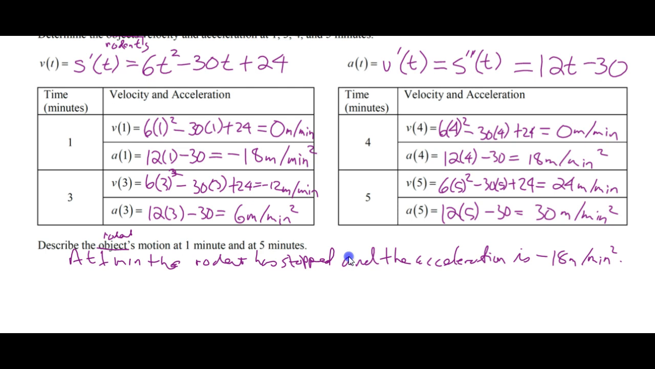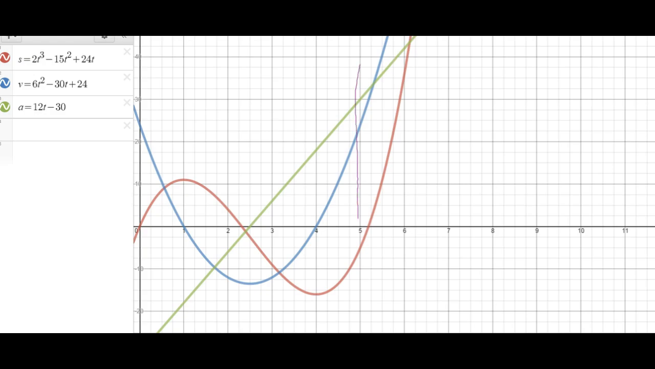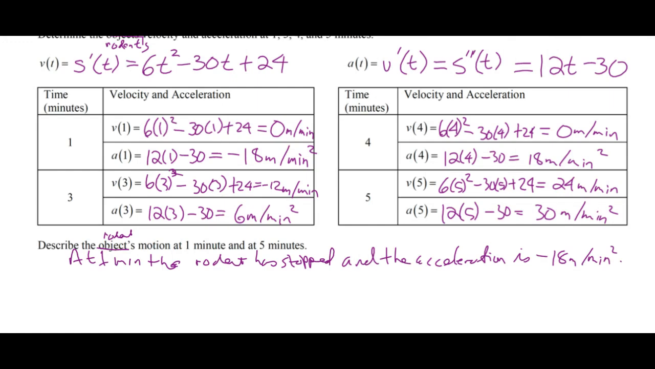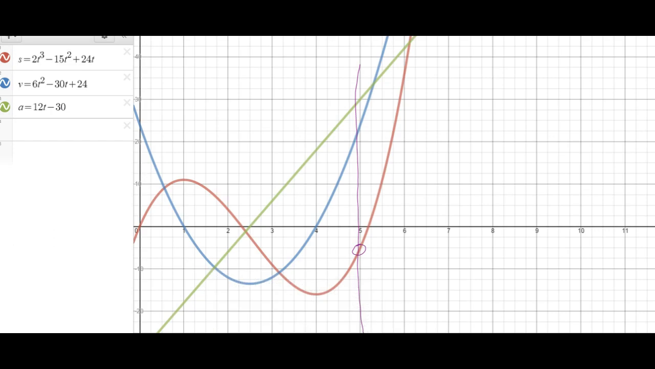And at 5 minutes, what's happening? Running fast. So 5 minutes is here, right? Its position is heading back towards its starting point, so it is at a negative displacement. Its velocity, it's moving pretty quick. Well, it's meters per minute, really, so it's not that fast. So what do we got, 20-ish? We actually have the number, right? It's 24 meters per minute, and it's accelerating.